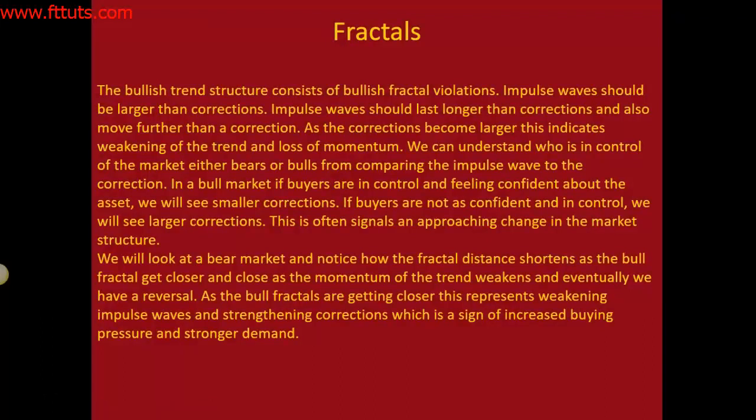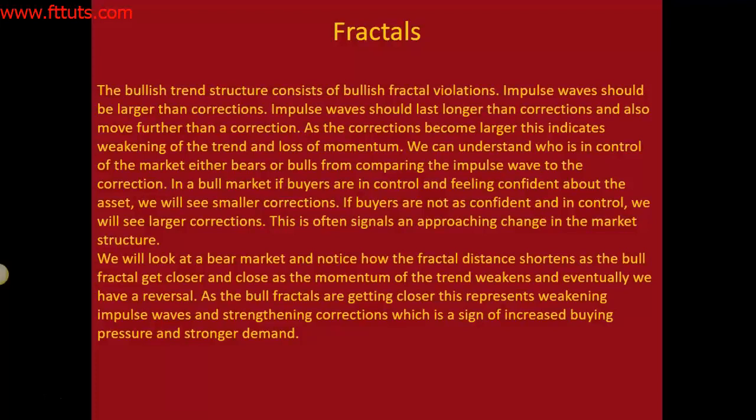So the bullish trend structure consists of bull fractal violations. Impulse waves should be larger than corrections. Impulse waves should last longer than corrections, and also move farther than a correction. As the corrections become larger, this indicates the weakening of the trend and loss of momentum.